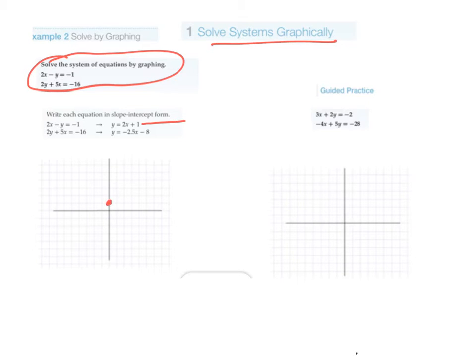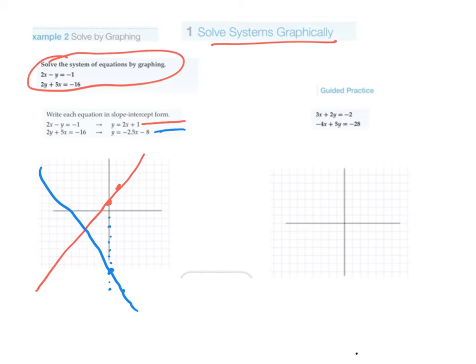So I go to 1, which is my y-intercept. I go up 2 and to the right 1, and then I draw a line. Then the second equation, I'm going to go down to negative 8. 1, 2, 3, 4, 5, 6, 7, 8. But I'm going to go down 2 more, 2.5, and I go right. And then I'm going to draw that line.